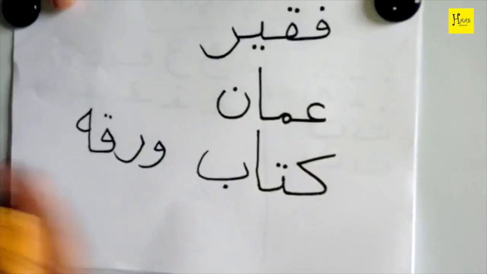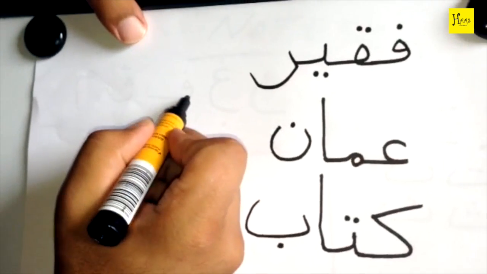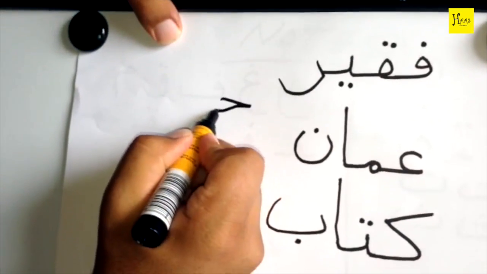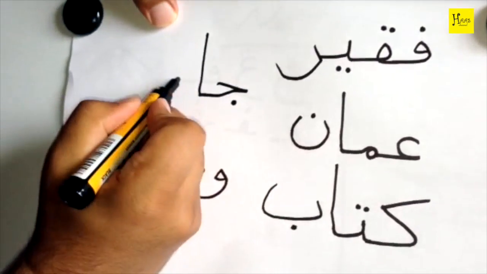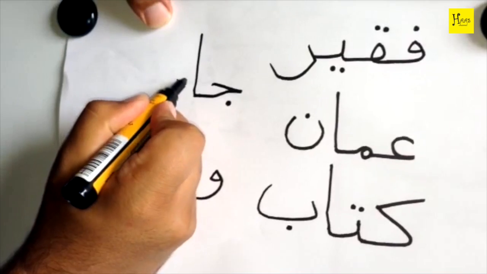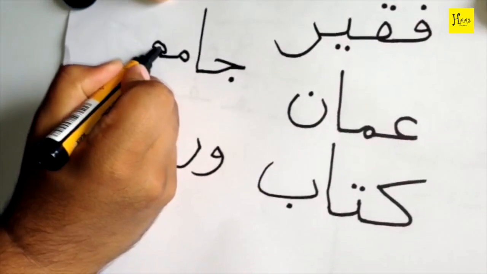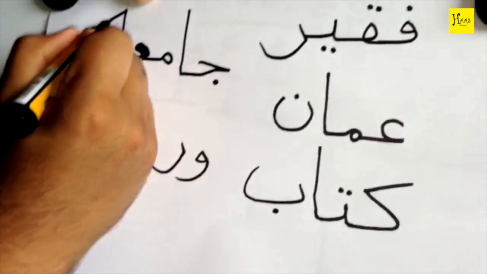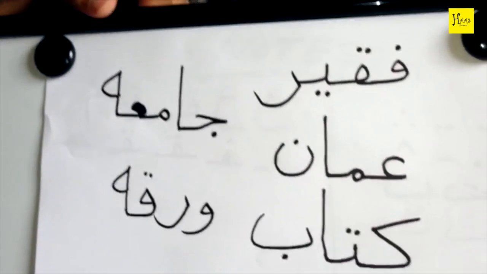Okay. For example, another word, jami'a, meaning a university. Jami'a, starting with the Jim, then Ain in the middle position, jami'a.